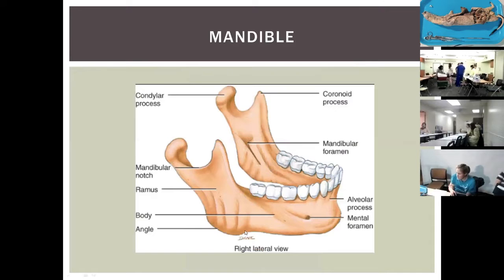So up close, you can see this is your condylar process in the back, and up front is the coronoid process. And then here is the angle of your jaw, which is also an important area. And of course, the alveolar process is where the teeth sit in.